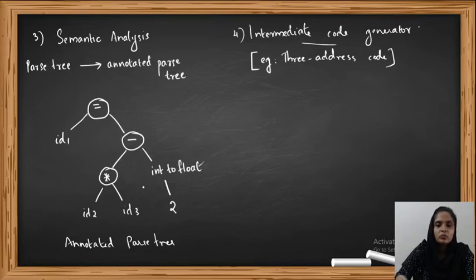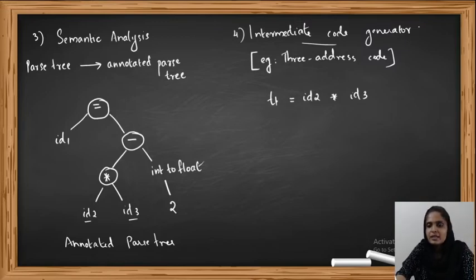So what will it do? It will look at which operation will be done first. We will multiply ID2 and ID3. This multiplication will be the first operation that we have to perform. So ID2 star ID3, and this value will be stored in a temporary variable T1. This will be our first step.